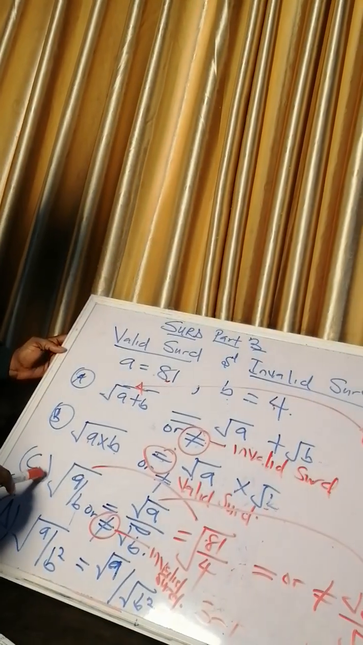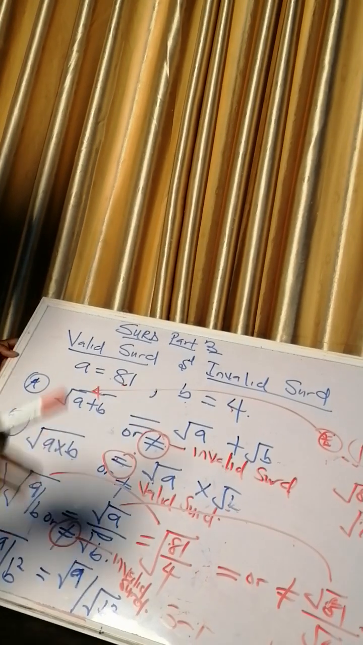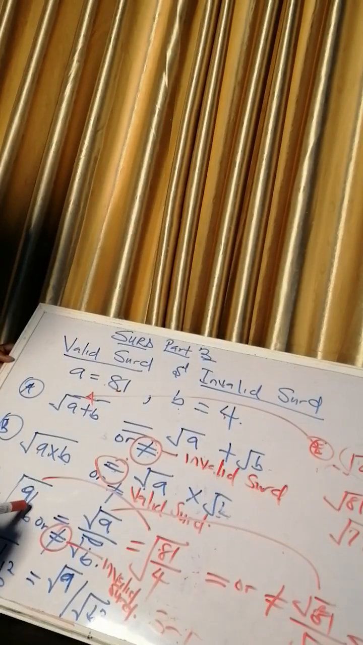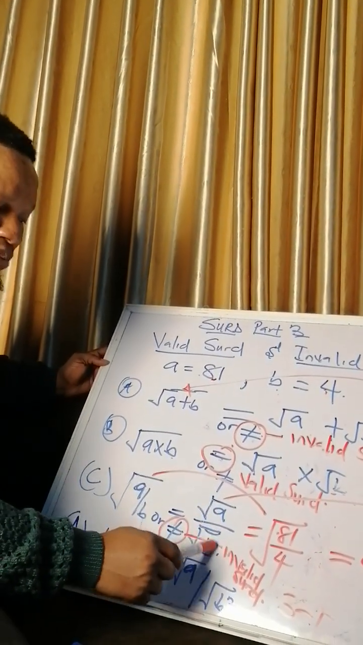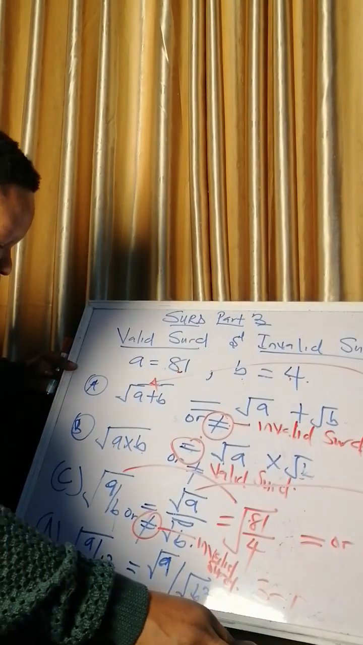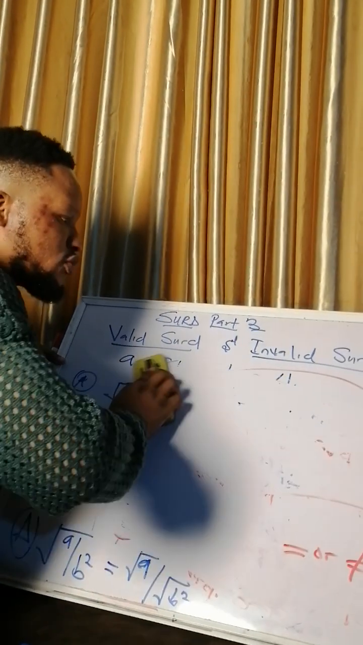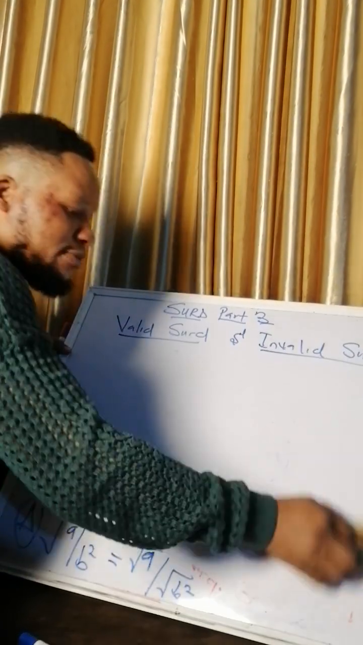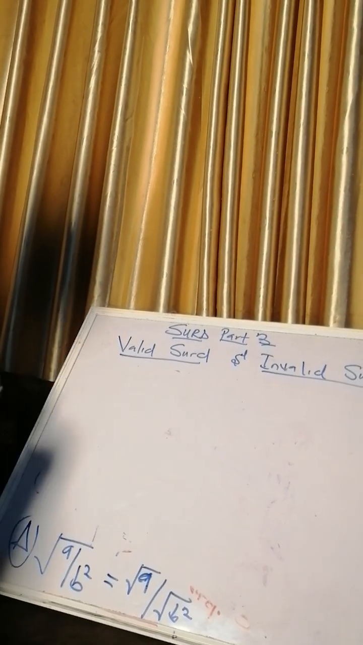Okay, now for number C, it's also invalid surd, which tells us that you cannot just divide surds without maintaining the condition. So that is root A over B is not equal to root A over root B. That is the meaning. So let's quickly deal with this last part, which is number D. Because of the space, we don't have much space here. I believe you're following. By the time we start solving examples, you will understand exactly what I'm saying.